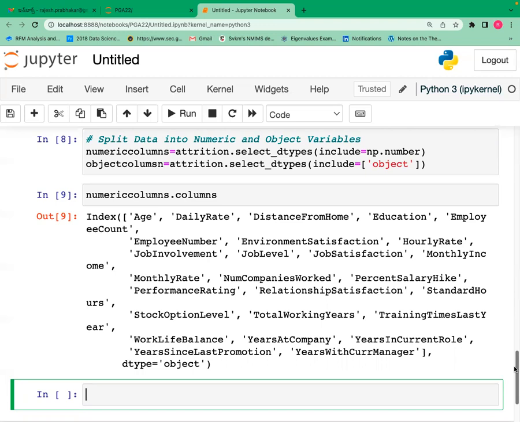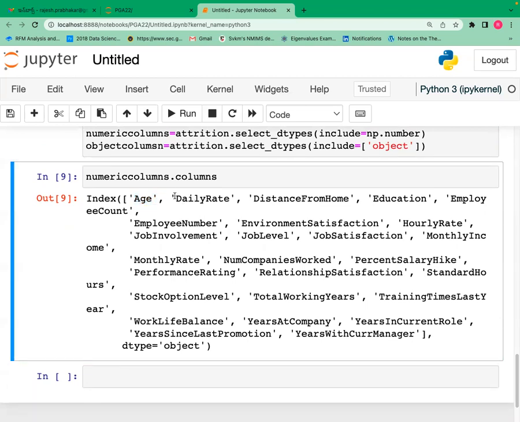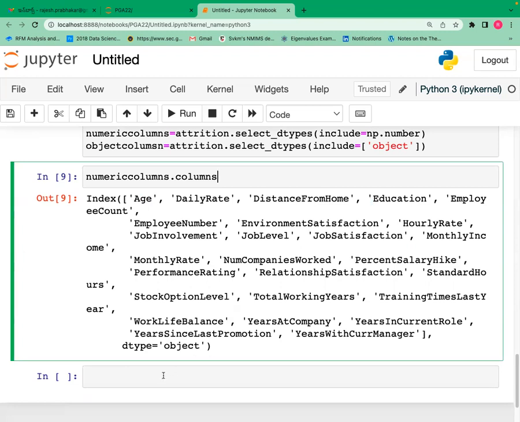So we have some categorical variables in our data, right? We have to identify them. Age is numerical, no doubt about it. Daily rate, numerical. Distance from home, numerical. Now education is categorical. So we have to identify the categorical columns, and we'll write them below.